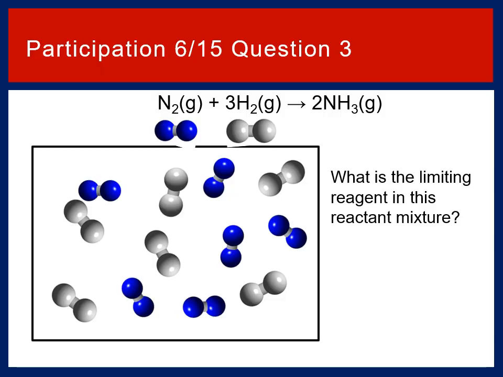Participation 615, question 3. What is the limiting reagent in this reactant mixture? My reaction is N2 plus 3H2 yields 2NH3. The blue molecules are N2, and the white molecules are H2. I've got a box of N2 and H2, and I want to know what is the limiting reagent. Third question on participation 615, due Monday, June 15th at 11:59 p.m. over on Blackboard. The link to the assignment is right beneath the link to these videos. Again, my reaction is N2, the blue molecules, reacts with 3H2, the white molecules, to make 2NH3. I've got this reactant mixture here, and I want to know what is the limiting reagent in that mixture.